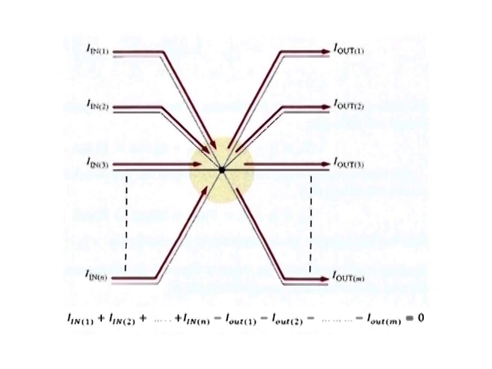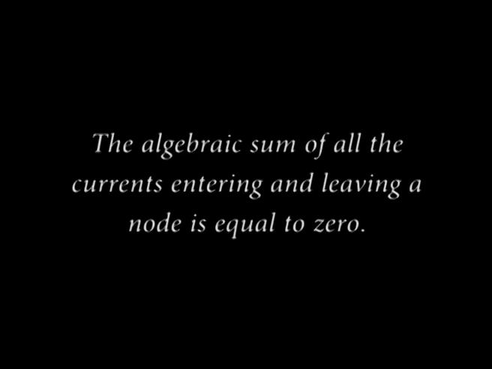Based on this equation, Kirchhoff's current law can also be stated in this way, where the algebraic sum of all the currents entering and leaving a node is equal to 0.